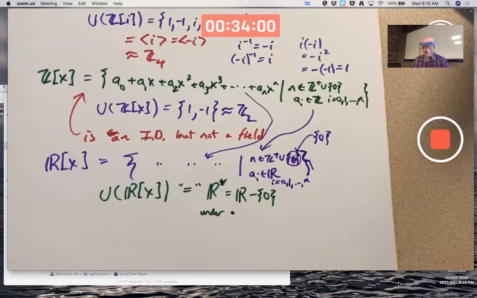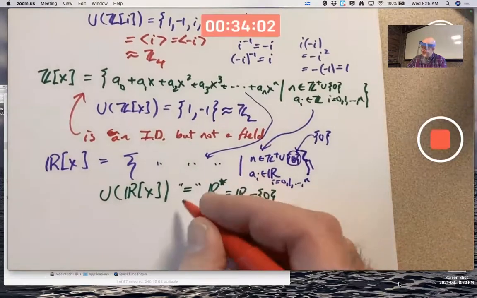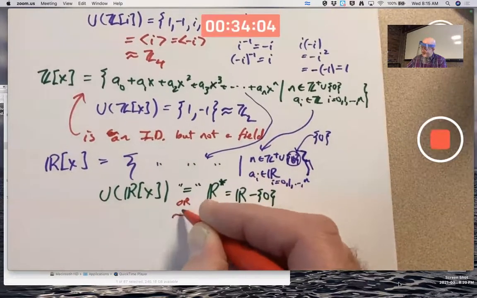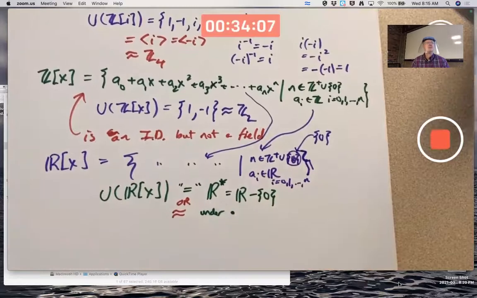Might be better to put isomorphic too, but maybe it doesn't hurt to say equals. They're so close to being numbers. They are effectively numbers. I'm not going to say any more about that.